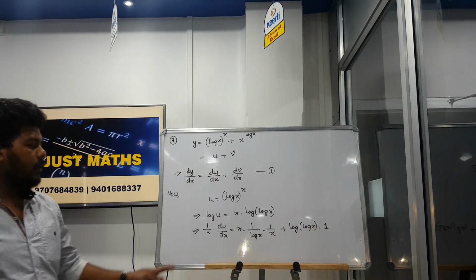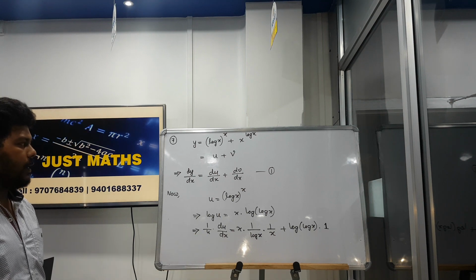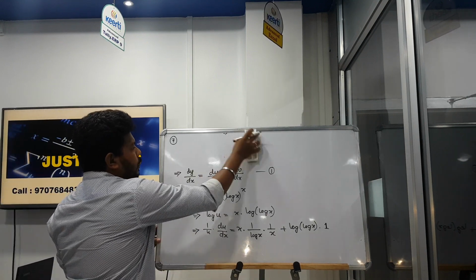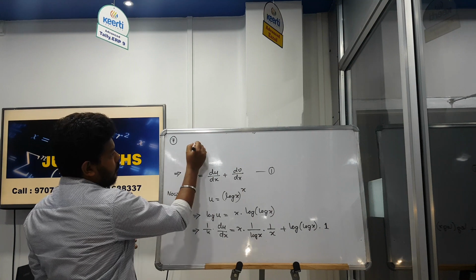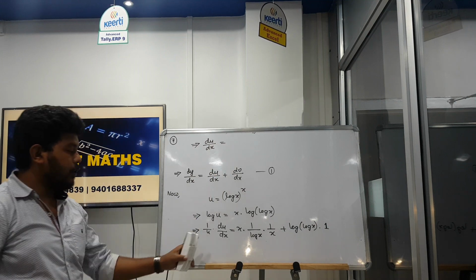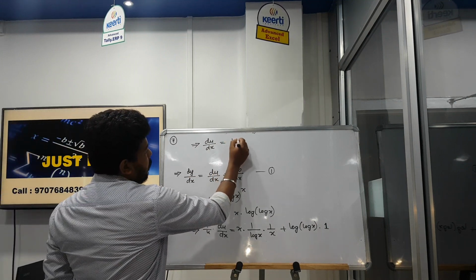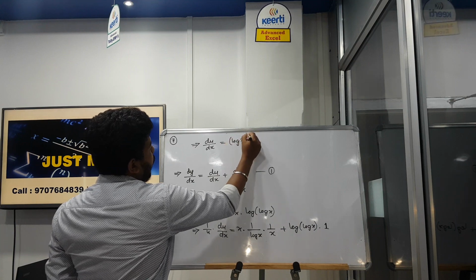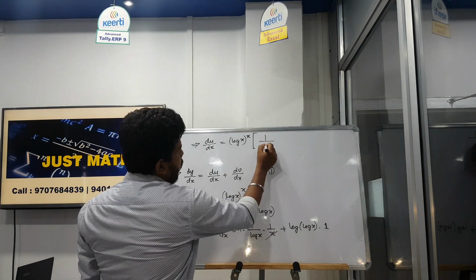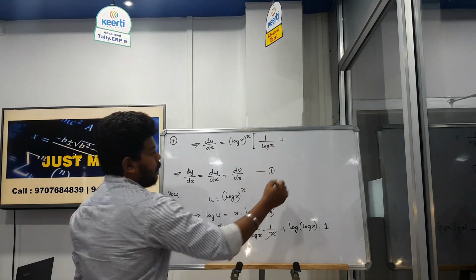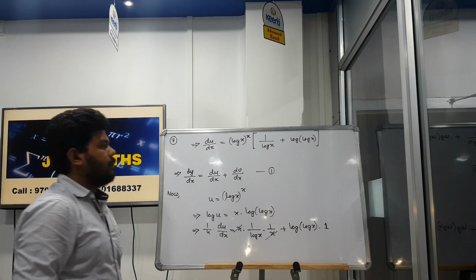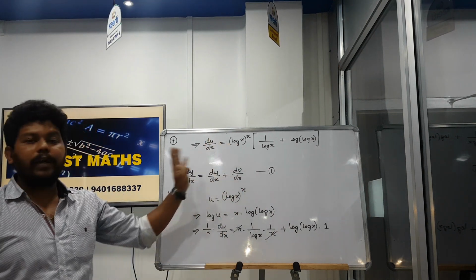So we get the value of du by dx. We can write, if I omit this part, please note it down. You can write du by dx is equal to, u gets multiplied. U means log of x whole to the power x. Here x and x gets cancelled. It is 1 by log x plus log of log x. This is your du by dx.